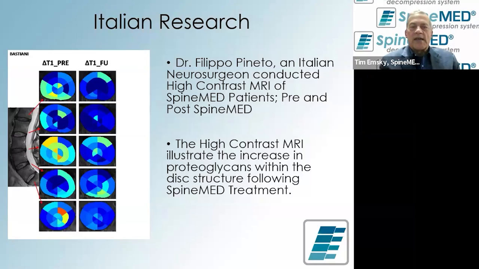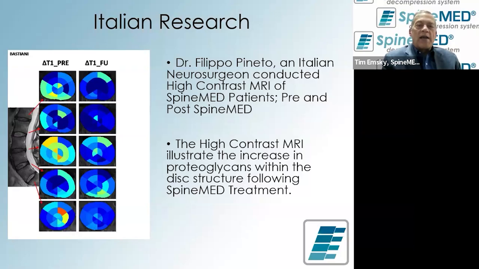And so you can see on the left is pre. Now the scale, I forgot to put the scale on this slide. So the scale of proteoglycan, yellow, red, brown is low content proteoglycan, blue is high content proteoglycan, and of course hydration. So you can see here pre-SpineMED on the left-hand side in one of these quadrants, an L5S1, there's significant degeneration in 2 of the quadrants. After SpineMED, restoration of proteoglycan.